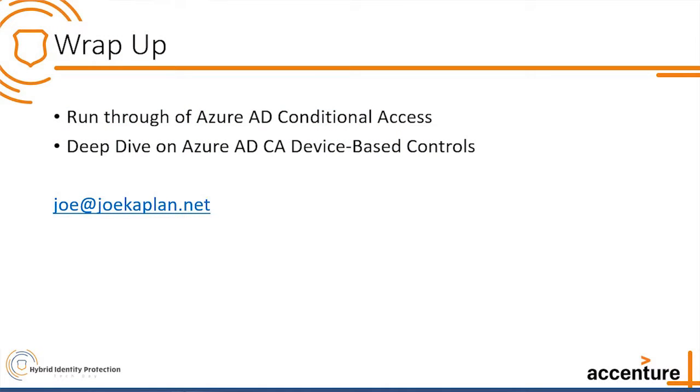I'm basically out of time. I'm going to leave 2 minutes for additional questions. Hopefully this was interesting and useful to you, and you got a decent overview of conditional access, and then we jumped in the deep end with device-based conditional access. But does anyone have any questions?